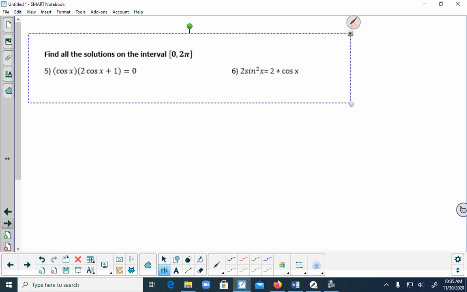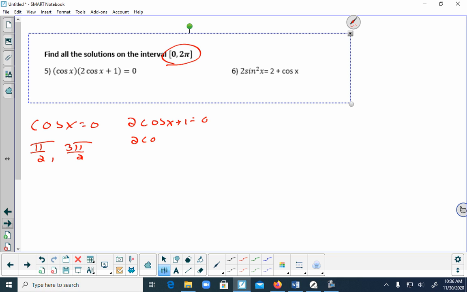The next one, find all the solutions in the interval of 0 to 2 pi, which means I'm not going to write the plus 2n pi at the end because I'm just going one lap around the unit circle. Number 5 is already factored for me, so I'm going to use the zero product property. I'm going to set both of those parentheses equal to 0. So when I do that, when is the cosine of x equal to 0? And that happens at pi over 2 and 3 pi over 2.